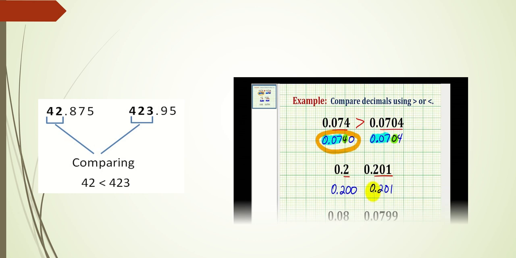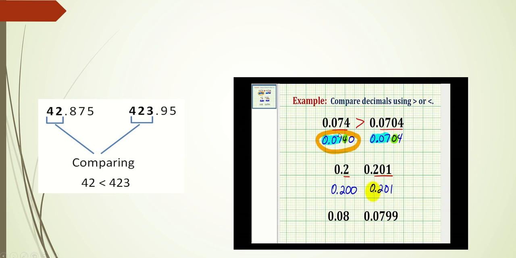So which decimal number would be bigger? Yes, answer would be 423.95 would be bigger. Next example, as in this, 0.074 and 0.0704. Before comparison, again you have to convert them into like. As you can see in the next step, we have done like this.